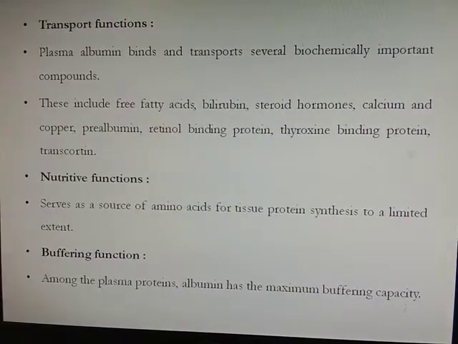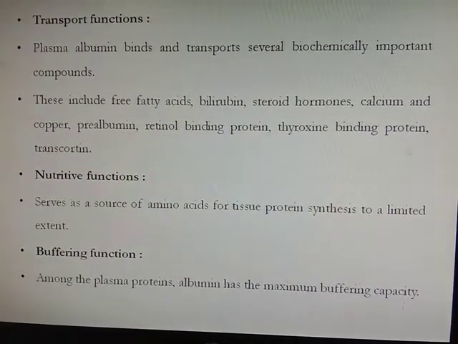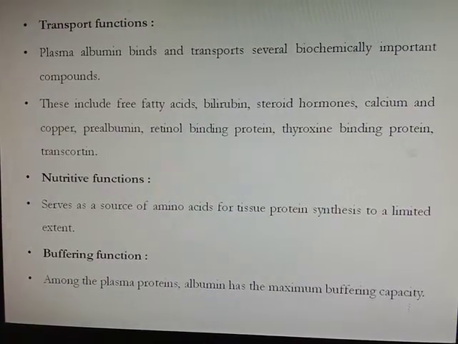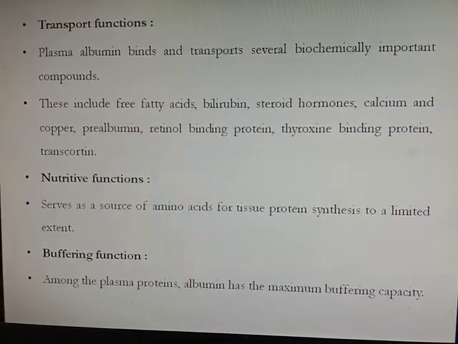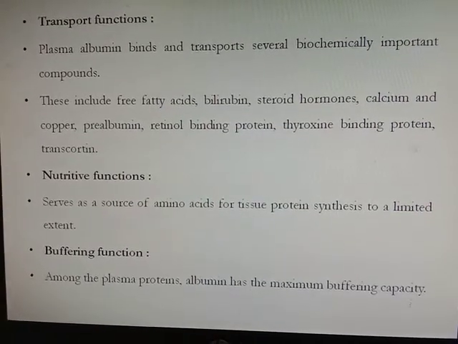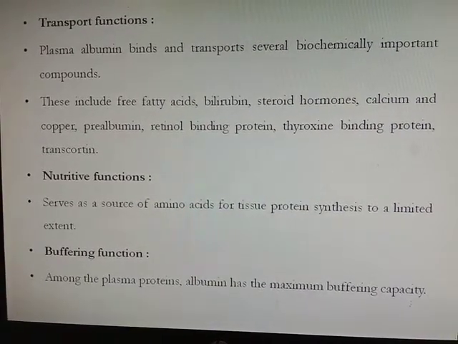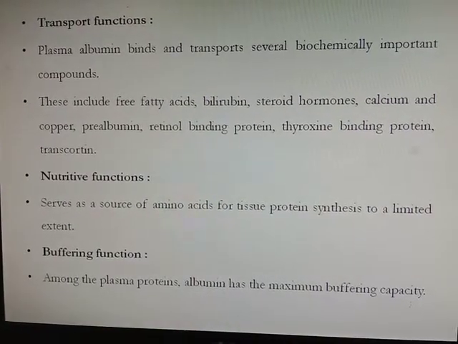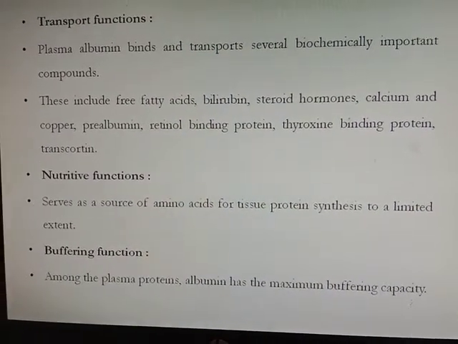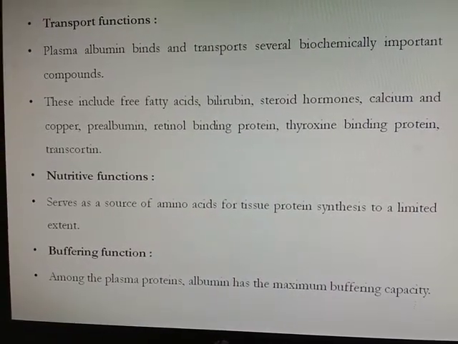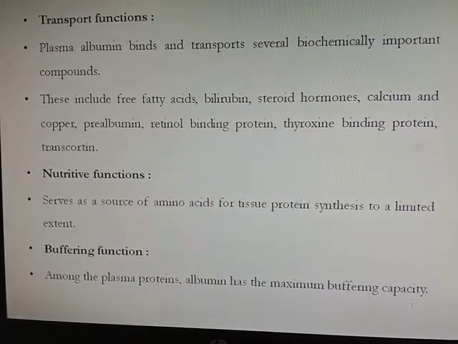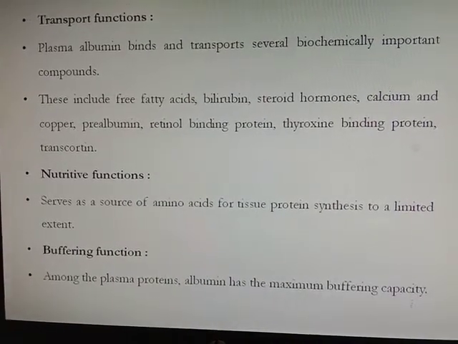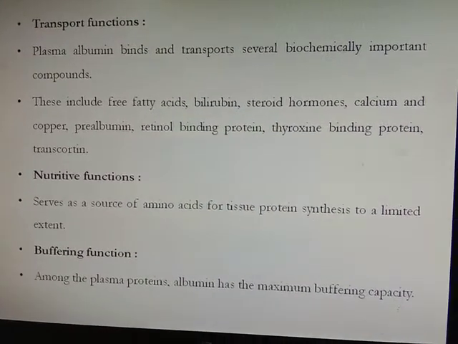Albumin also has a nutritive function. Albumin serves as a source of amino acids for tissue protein synthesis to a limited extent. So albumin can be used as a source to supply amino acids for protein synthesis during translation, to a limited extent. Albumin also has a buffering function. Among the plasma proteins, albumin has the maximum buffering capacity, that is 75 to 80%.